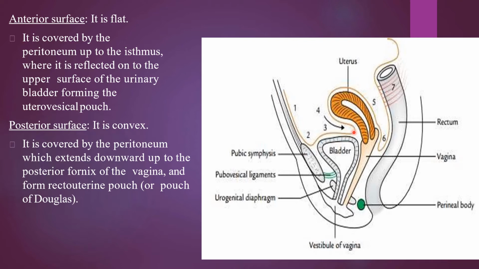The two folds: anteriorly there is the utero-vesical pouch or fold, and posteriorly there is the recto-uterine pouch, which are anatomically important because they provide support to the uterus from anterior and posterior sides.